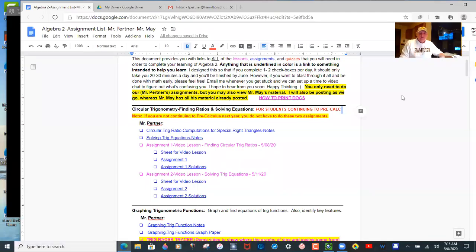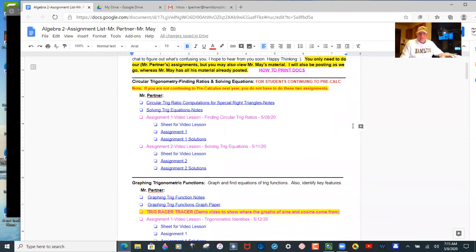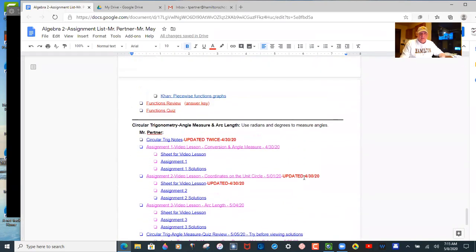Hello, everyone. So we are headed into a new section, and this section is designed for pre-calc students only, pre-calc students next year. And there are two assignments here. And remember that as we finish a section, I pull it down to the bottom of this document. So you see it at the bottom here.